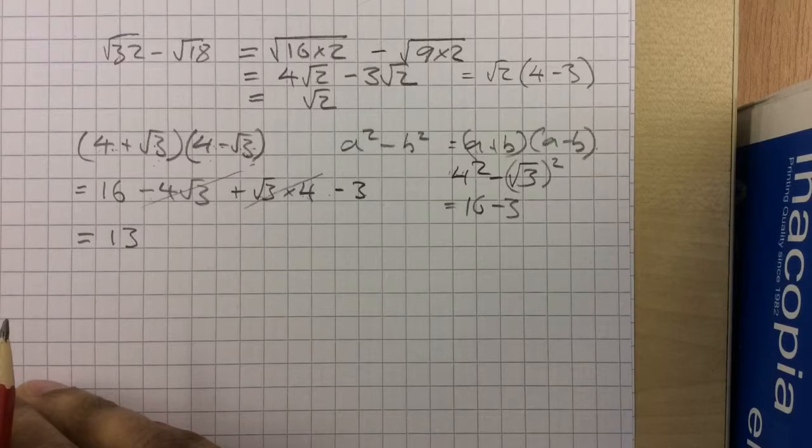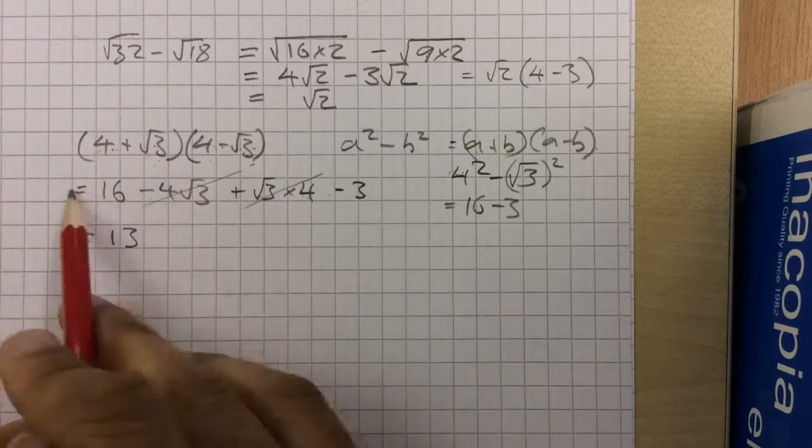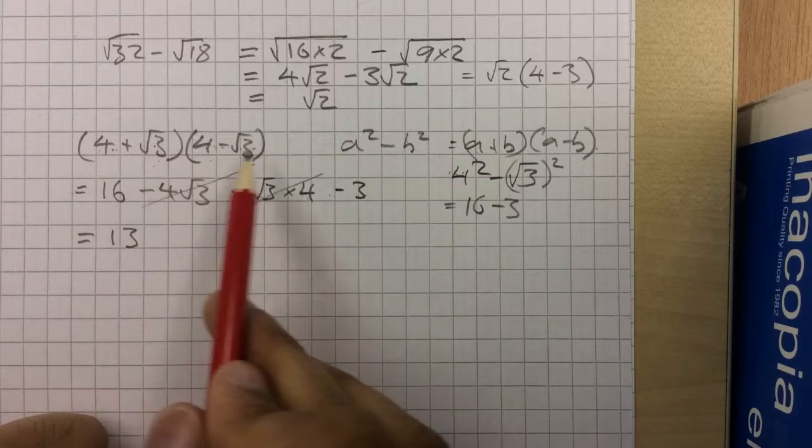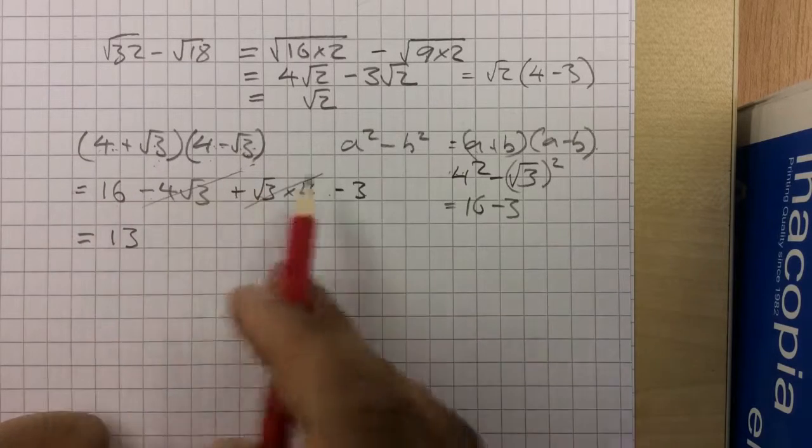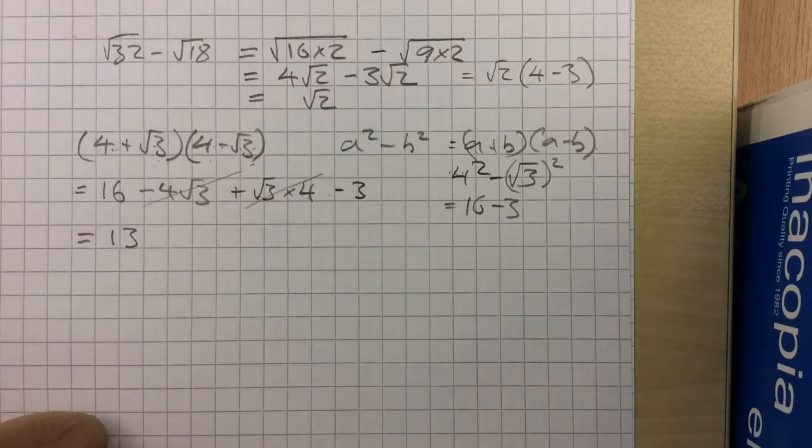So there's two ways of looking at that one, but generally if you have to multiply out brackets and you've got different terms for all of them, you would have to do the whole FOIL method. Any questions?